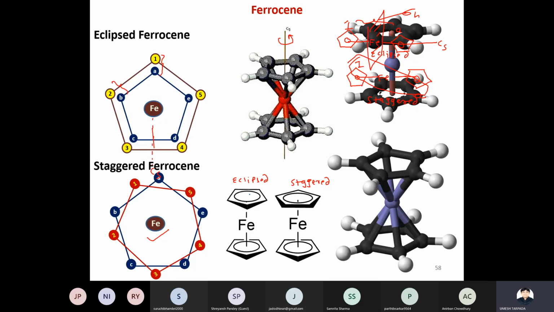In the case of eclipse ethane and stagger ethane, you can have a S3 axis, but here in the case of ferrocene, you can have a S5 axis. That is only different. Otherwise, the rest of the things are same. So this is called stagger ferrocene, where carbon number 1 and 1 dash are away from each other. This is 1 and 1 dash are at 180, and when 1 and 1 dash are close to each other, at that time, this is called eclipse structure.